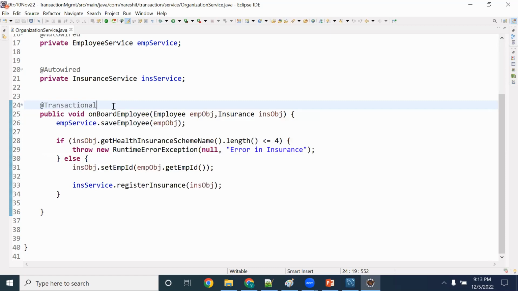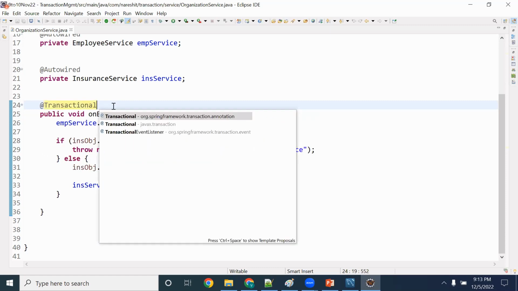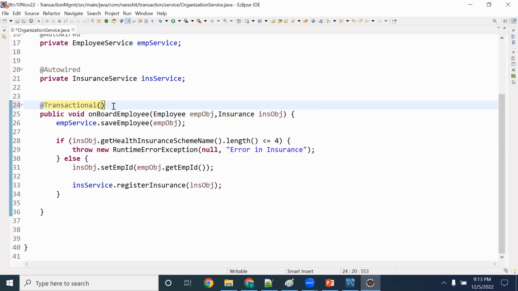What exactly Required is, internally, is nothing but Propagation.REQUIRED. So this is the default annotation.